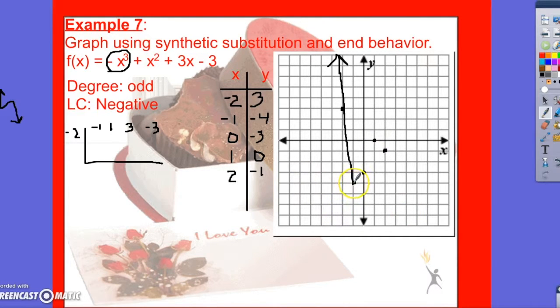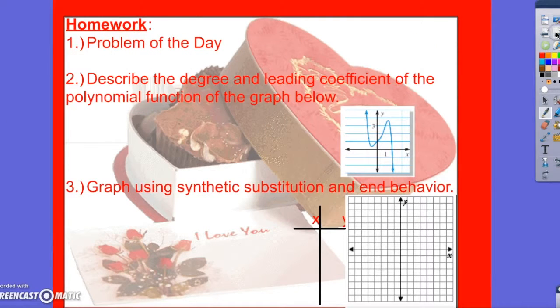So make sure you curve the line. Each little piece is a curve. They're not straight. Looks something like this. There's my graph. It looks similar to this one. All right, that's it for the lesson.